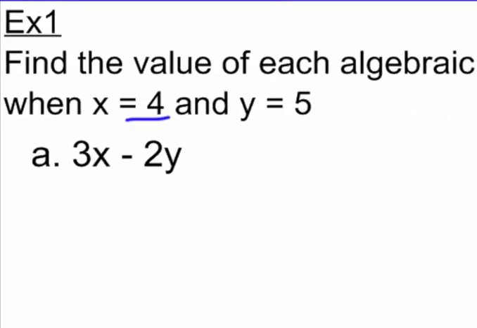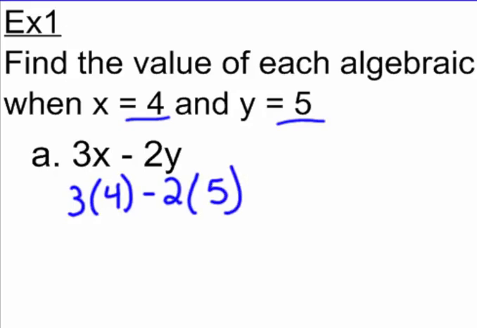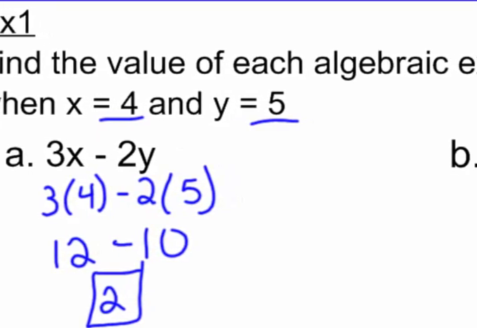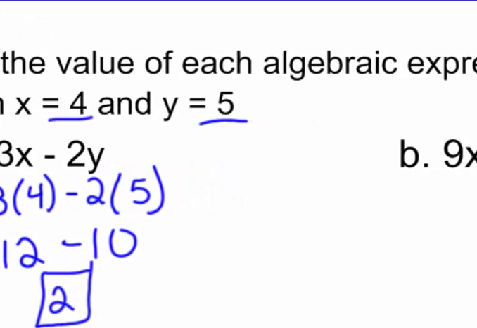In example 1, it says, find the value of each algebraic expression when x is 4 and y is 5. So looking at A here, we have 3x minus 2y. When I substitute things in, I do want to put them in parentheses. Remember, 3x means 3 times x. So that's 3 times 4 and 2 times 5. Now it has a negative 2, so we get 12 minus 10, which is 2 here.